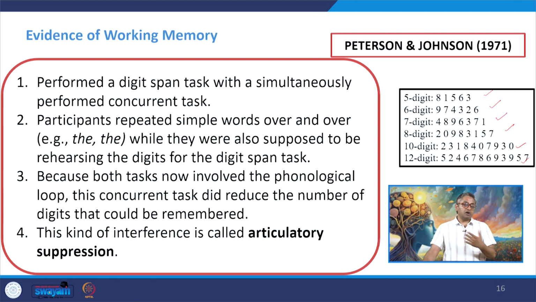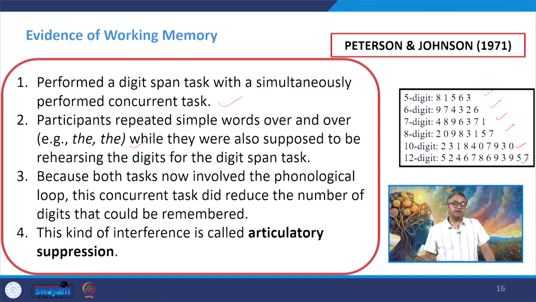Attention is of 4 different types basically. Attention is shiftable, attention is selective, attention is sustainable, and attention is divisible in nature. So participants have to perform a digit span task, and participants just repeated the word "the" over and over, while they were also supposed to rehearse the digits of the digit span task.